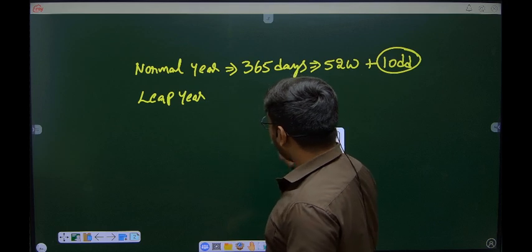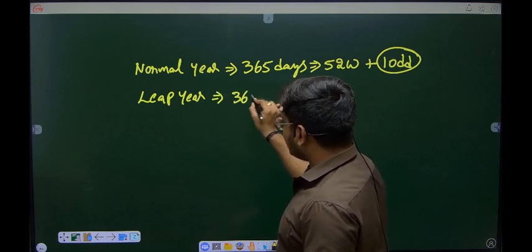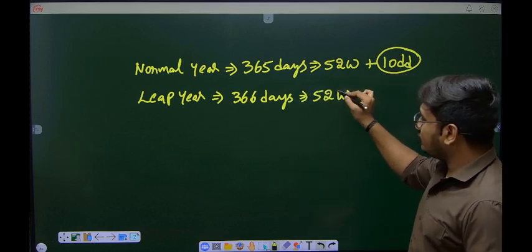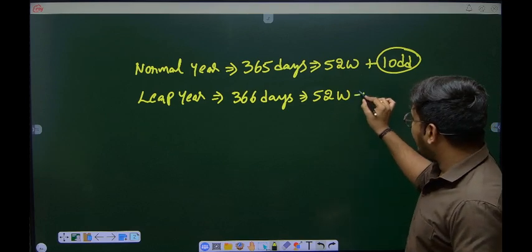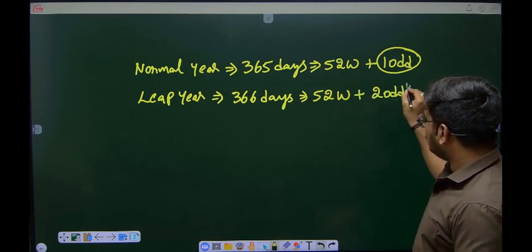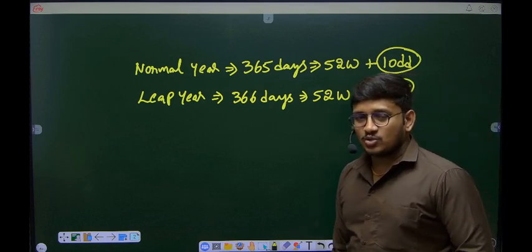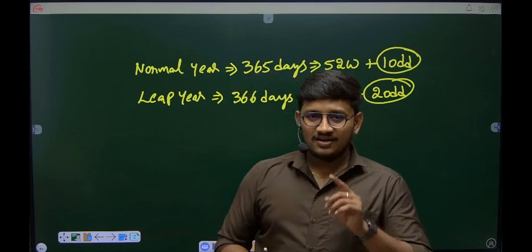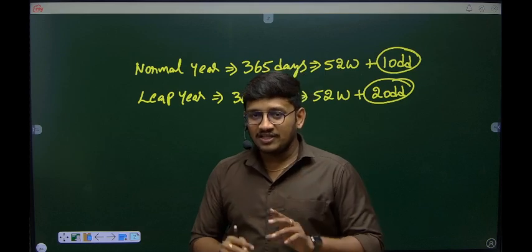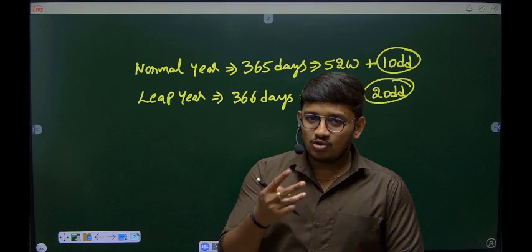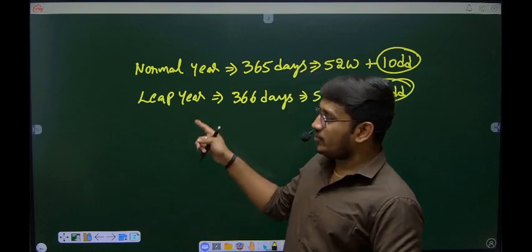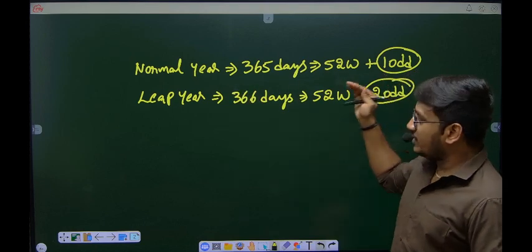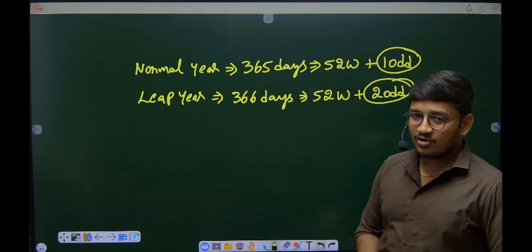How many odd days are there in a leap year? A leap year has 366 days. How many weeks? The same 52 weeks completely I can form, and the extra days left out are 2 days. So 2 odd days. From now, remember the points. If I ask how many odd days are there in a normal year, one odd day. If it is a leap year, 2 odd days. From now remember these 2 points, and please make a note of them as well. For a normal year it is one odd day, for a leap year it is 2 odd days. Please make a note.